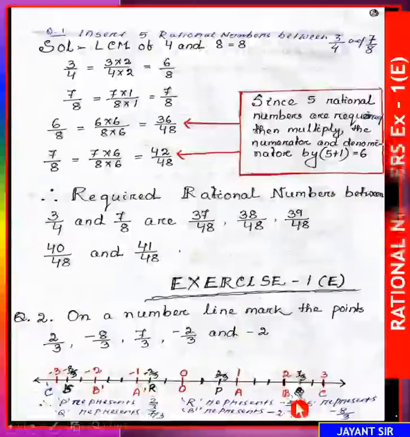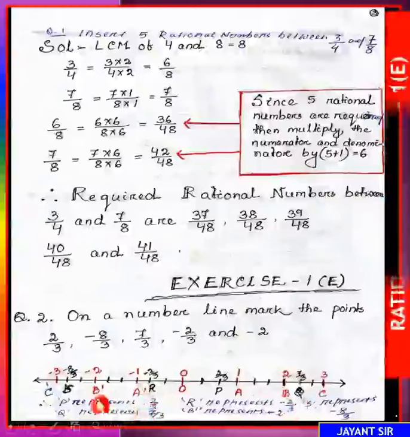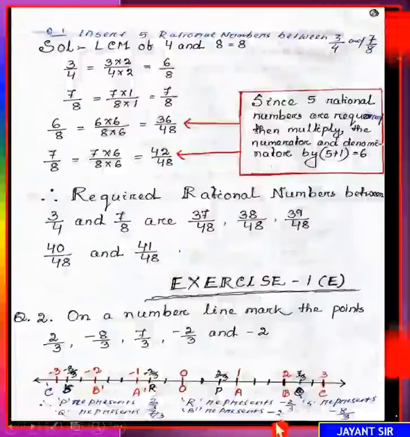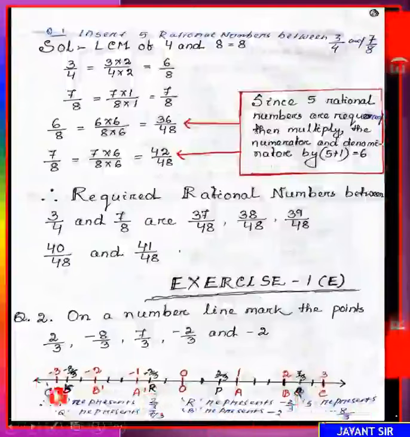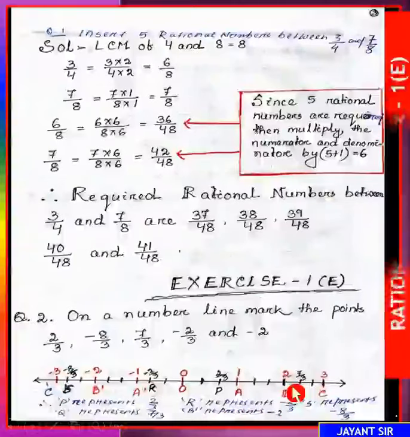So mark the points, that is P, Q, R, S. Therefore P represents 2 by 3, Q represents 7 by 3, R represents minus 2 by 3, and minus 2, and S represents minus 8 by 3. So question number 2 is finished.